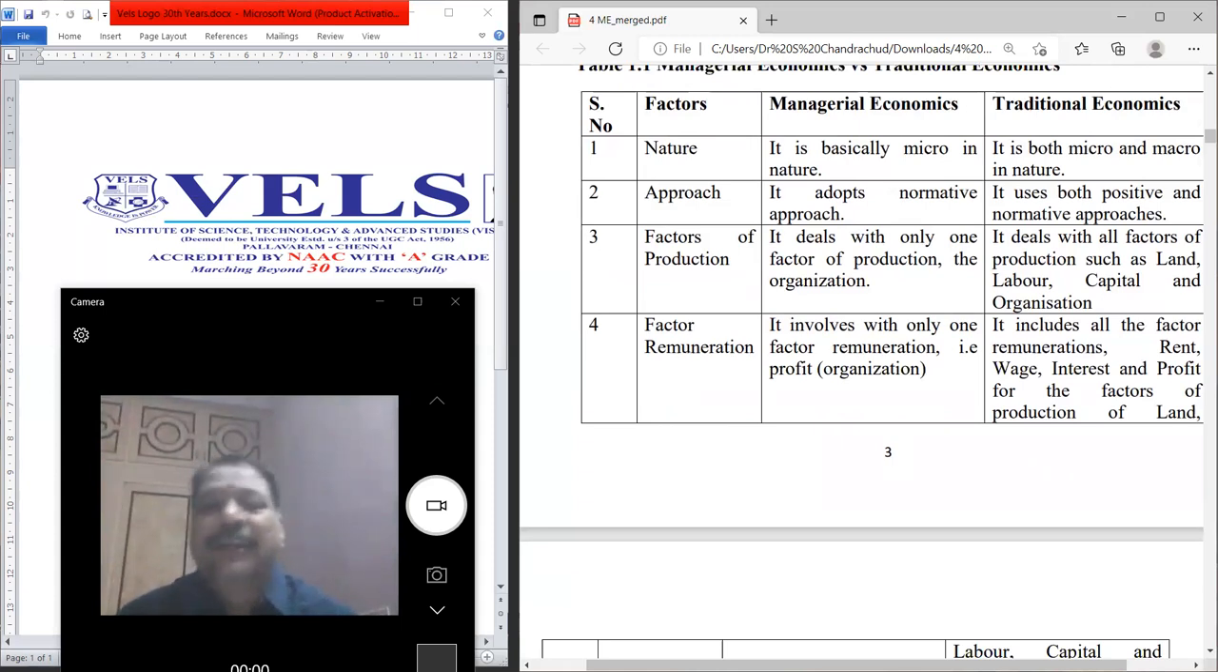The fourth differentiation is related to the third one. It's a corollary: the remuneration from the factors of production. As it considers only the organization, it involves only the profit. But in case of traditional economics, as it includes all the factors of production, it will consider all the remuneration of the factors of production like rent, wage, interest, and profit.